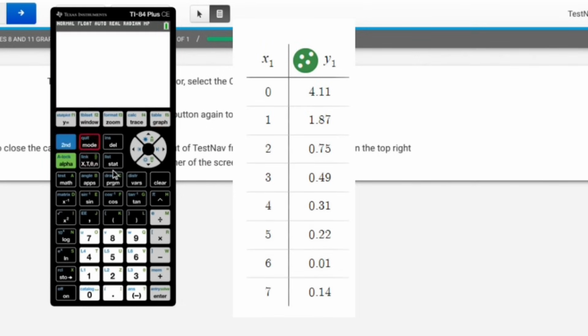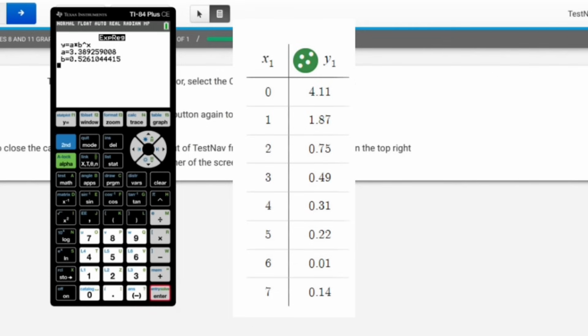So if I quit out of here and I go to stat, calc, and I go down to exponential regression, which is 0, I'll be able to get my equation. But what I also want to do is store it into y equals. So enter. I'm going to hit vars, window, vars, y vars, function, y sub 1. I'm going to calculate it. And that's the equation that I get.